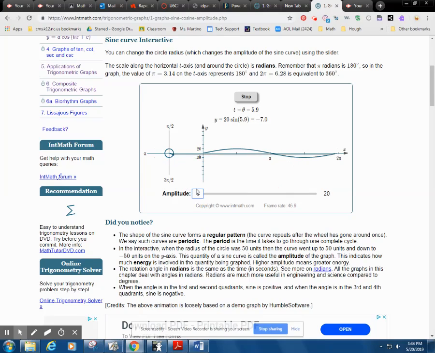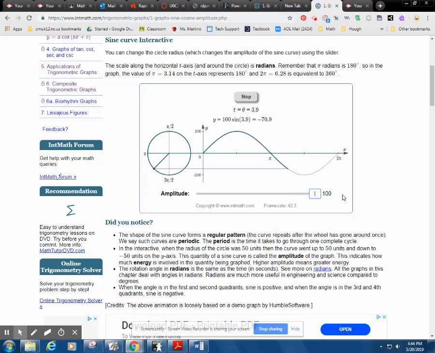So a smaller circle is going to have a graph that won't go up as high. Right now, this graph is showing us a radius of 20. This circle has a radius of 20, so the highest it goes is 20, and then 0, -20, and back to 0. If I change the radius to 100, now you see this is a rotation around the circle, and these are all the points being shown by the height of this arm right here.